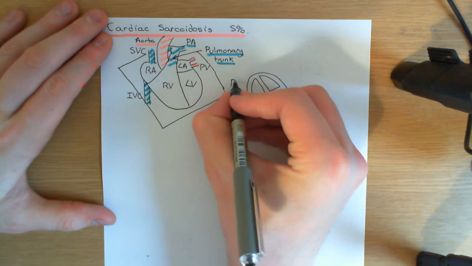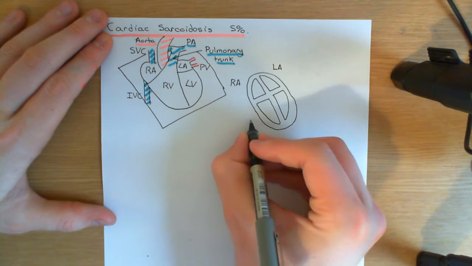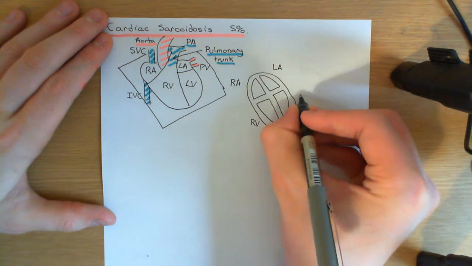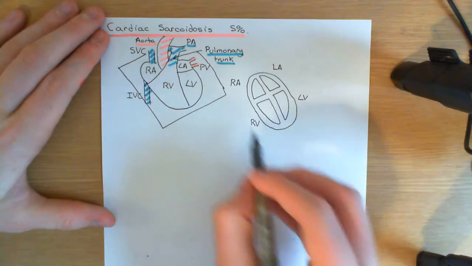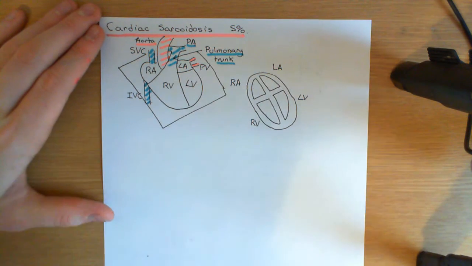Okay, so I hope this is clear. So this is the right atrium, this is the left atrium, this is the right ventricle, and this is the left ventricle. So this is the cross section that we've taken of the heart, and it shows us all of the 4 chambers.